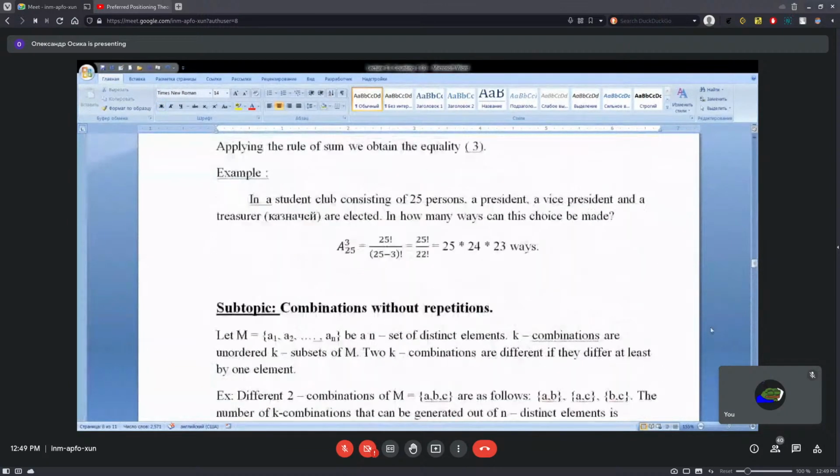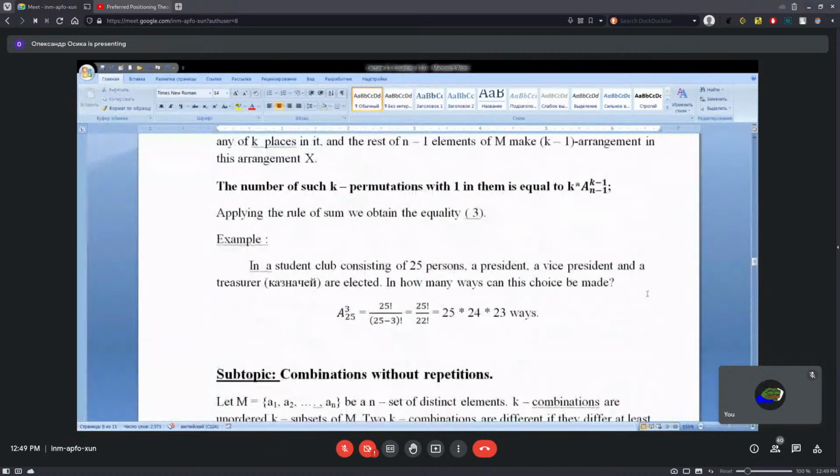But here we have permutations, because a president is a position in the sequence. President first, vice president second, treasurer third, and if we put somebody in the first position, he or she will be the president, and so on. That's why here positions are marked.